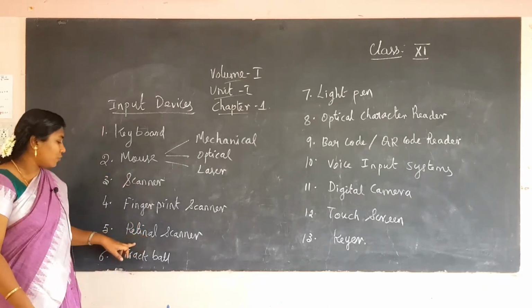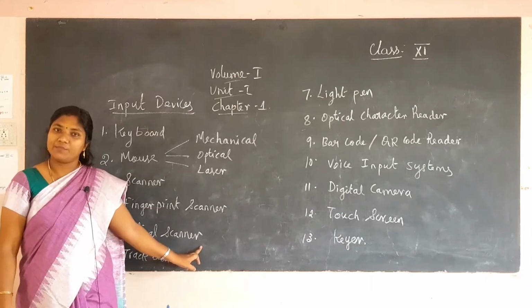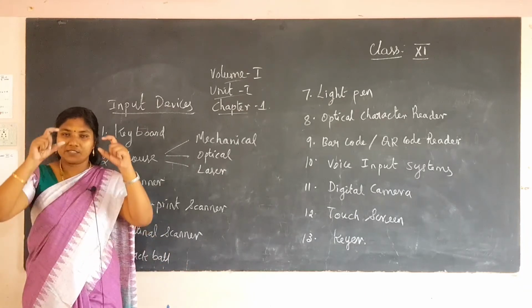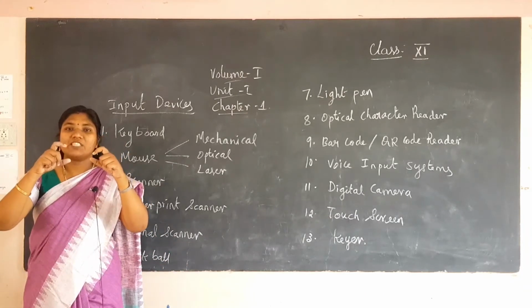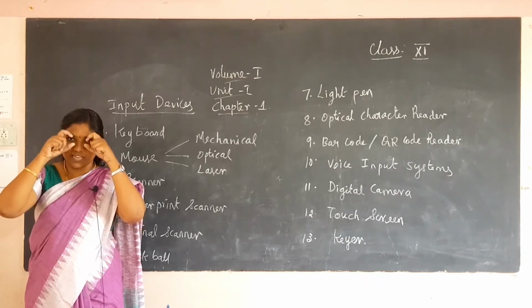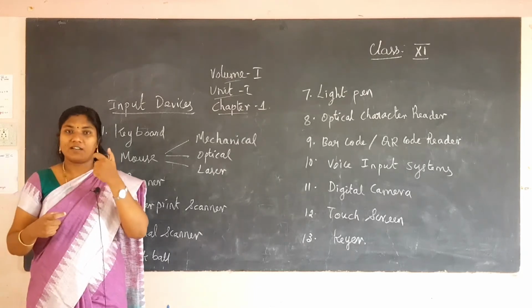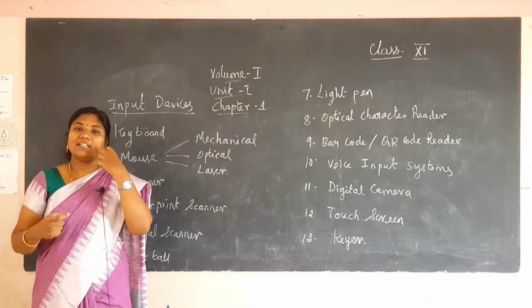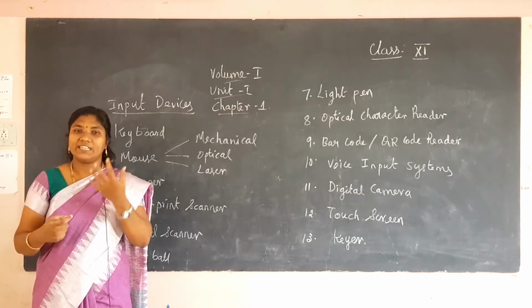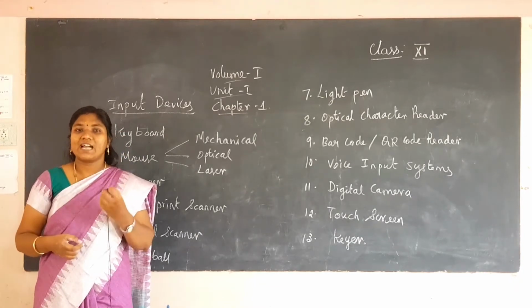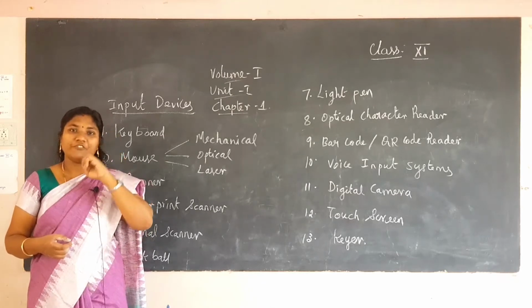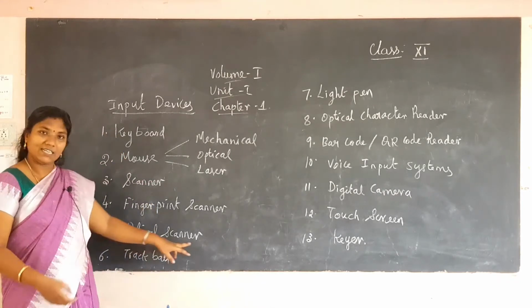Okay. And the fifth one, retinal scanner. The same thing, when we go to take Aadhaar card, a particular device will come close to your eyes, so that it captures the part of your eye called the retina. So that device will gather the retinal data, that is called the retinal scanner. So the retinal scanner scans the retinal part of your eye. Okay. So that is the retinal scanner.